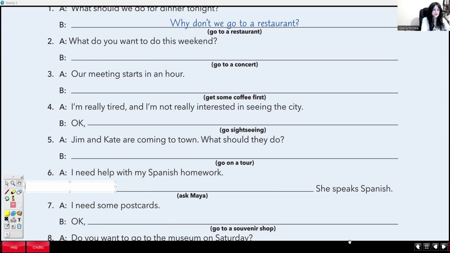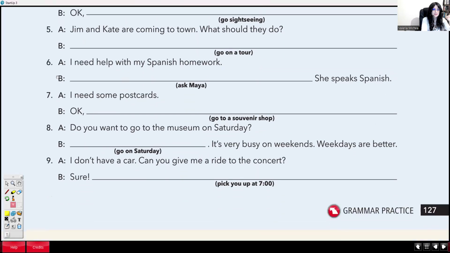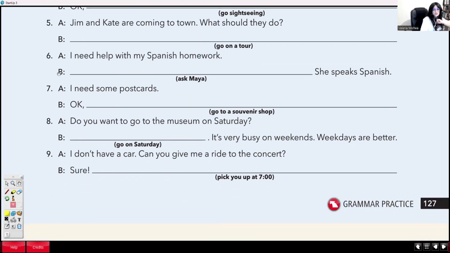Let me clear everything up so I can move this. 8, do you want to go to the museum on Saturday? What would you say? Let's not go on Saturday. Why not? It's very busy on weekends.